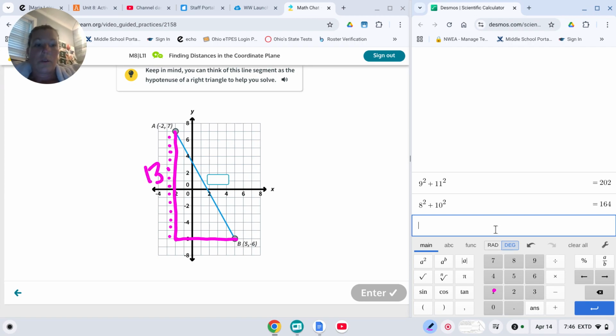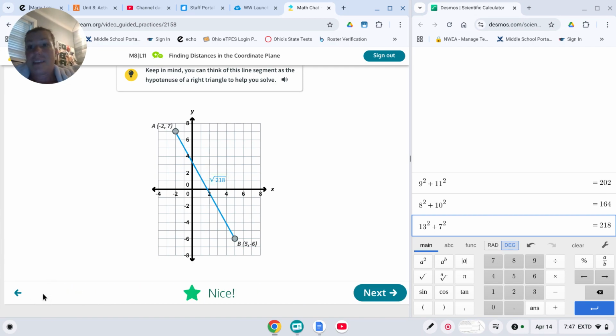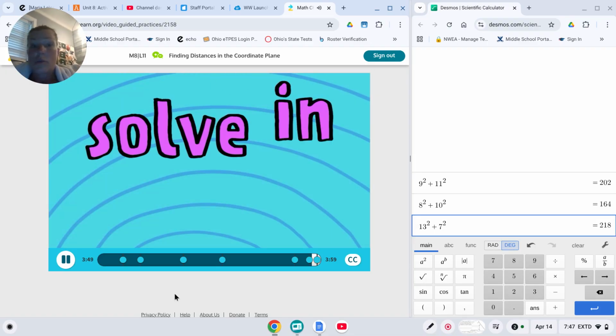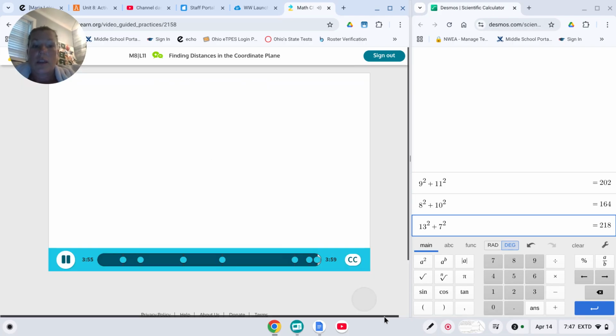So I'm going to type in 13 squared, right? Plus, I need to type the bottom. 1, 2, 3, 4, 5, 6, 7. 7 squared, and I get 218. So that means the answer needs to be the square root of 218. That's all. So that's the whole kit and caboodle. Hopefully you feel okay about this. Obviously, you can ask me questions in class, and good luck with the math.